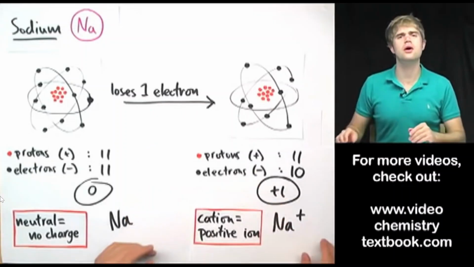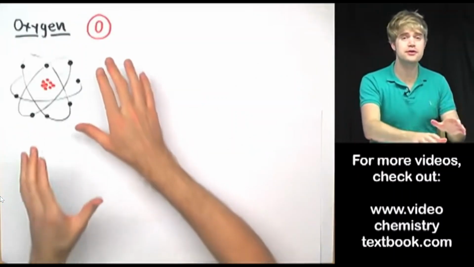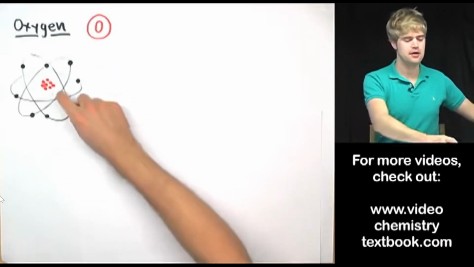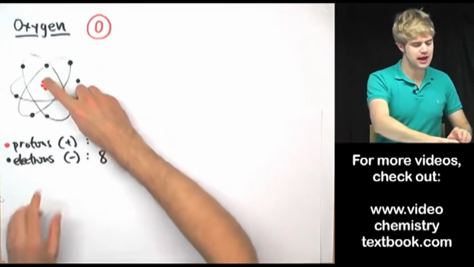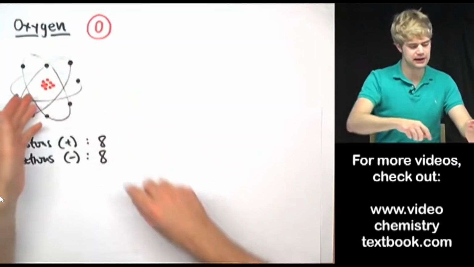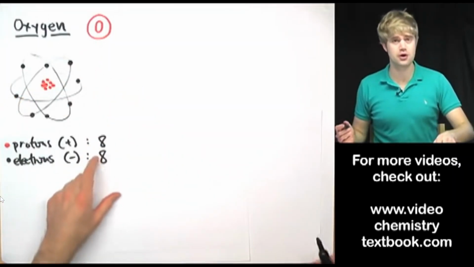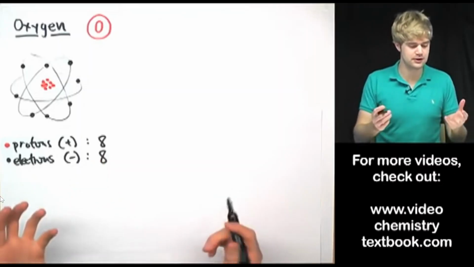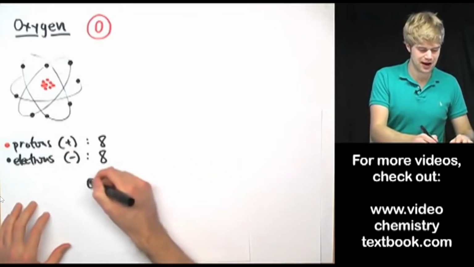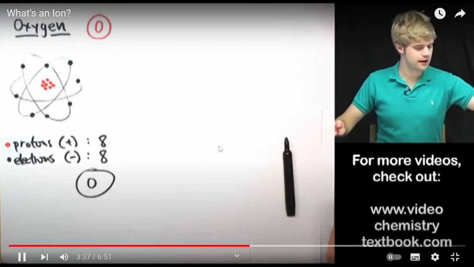Okay, let me show you another example. So here's an atom of oxygen. The atom that I've drawn here has 8 protons in the nucleus, and it has 8 electrons outside. So we have the same number of protons and electrons, which means that the total charges, plus and minus, balance out. So I have a net charge of 0.